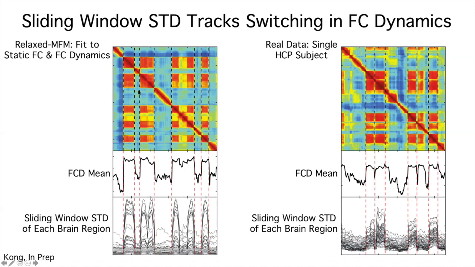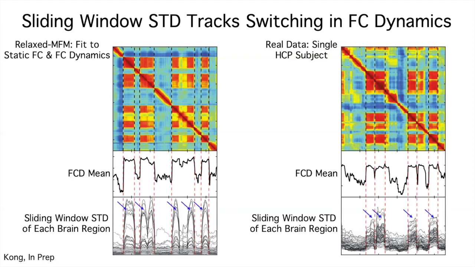So at the bottom, I'm also plotting the time courses. Each time course represents a brain region. Each time course corresponds to the standard deviation within the sliding window of the BOLD signal. So we see that there are brain regions in which there are sharp transitions in the standard deviation time course, and they seem to track the switching in the functional connectivity dynamics matrix very well.